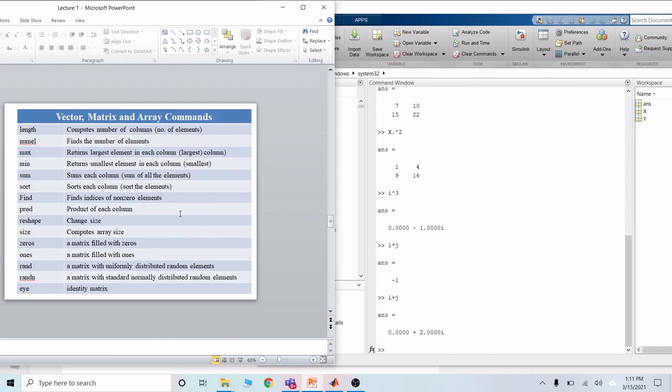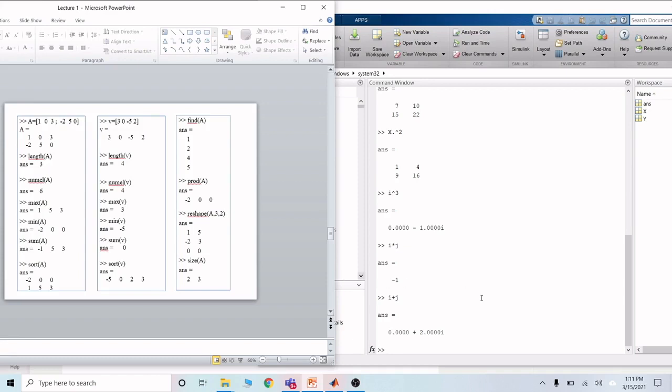Zeros, a matrix filled with zeros. Ones, a matrix filled with ones. Rand, a matrix with uniformly distributed random elements. Randn, a matrix with standard normally distributed random elements. Eye, the identity matrix. Okay, I am showing on MATLAB.